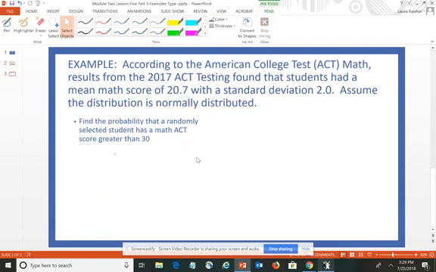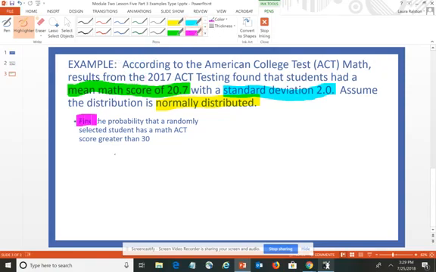All right, let's look at another one. Same scenario. We still know that it is normally distributed. We still know the mean math score is 20.7, and we still know that the standard deviation is 2.0. The question says find the probability. So again, that's the clue to the command that I'm going to be using, that a randomly selected student has a math score greater than 30.